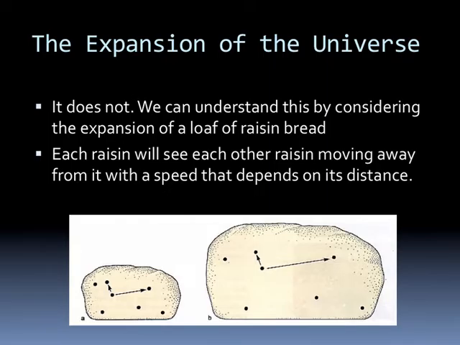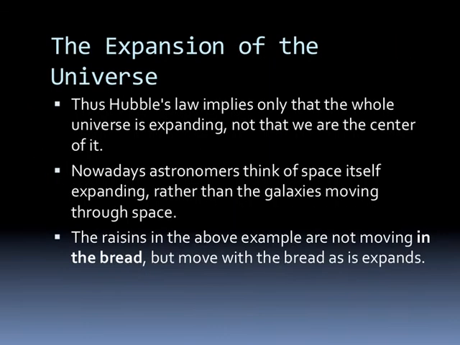So this is what Hubble's law is telling us. The further away something is, the faster it seems to be moving away from us. It doesn't mean that things are actually moving through the galaxy or through the universe. What it means is the universe itself is expanding like the raisin bread. So Hubble's law implies that the whole universe is expanding, not that we are at the center of it.